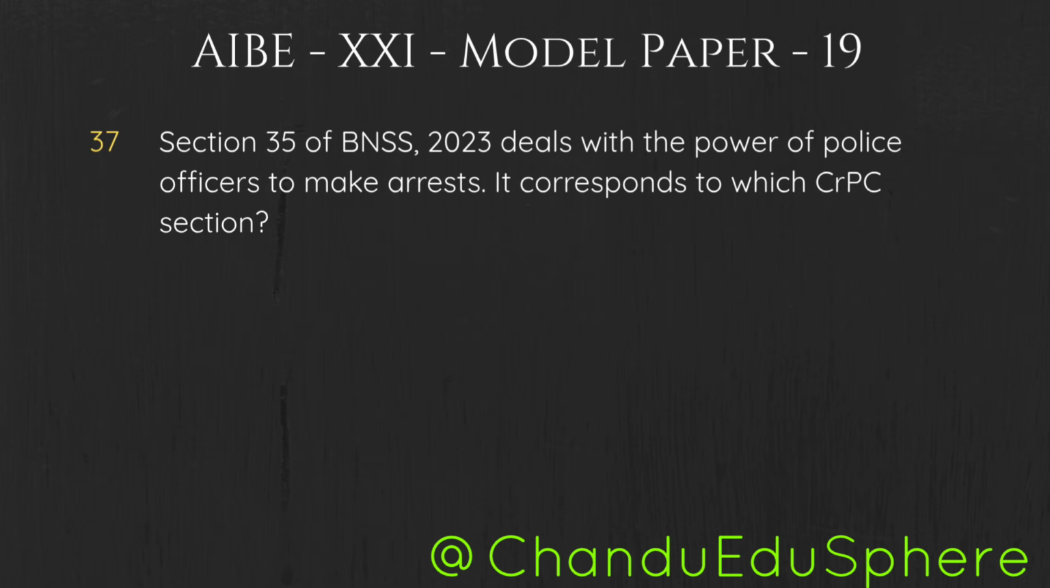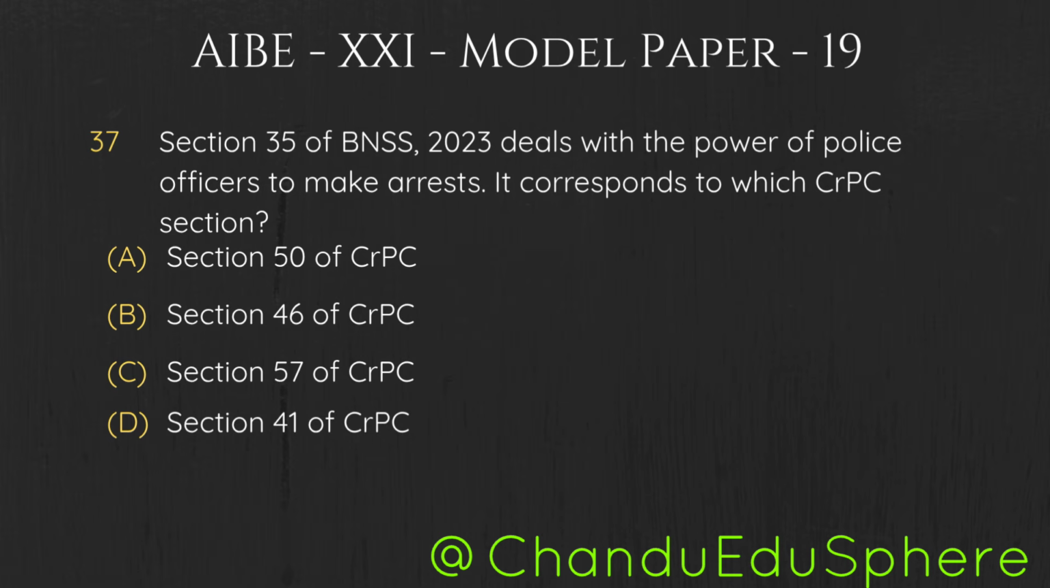Section 35 of BNSS 2023 deals with the power of police officers to make arrests. It corresponds to which CRPC section? Section 41 of CRPC. Section 35 of the BNSS 2023 deals with the situations in which a police officer may arrest a person without a warrant, corresponding closely to Section 41 of the old CRPC, with refinements introduced from the Arnesh Kumar guidelines.